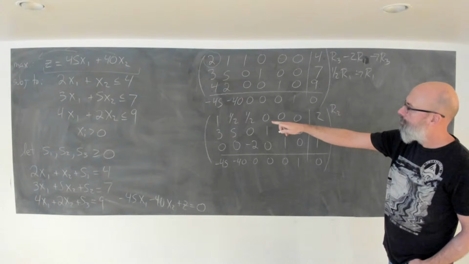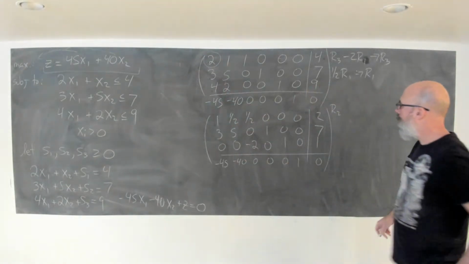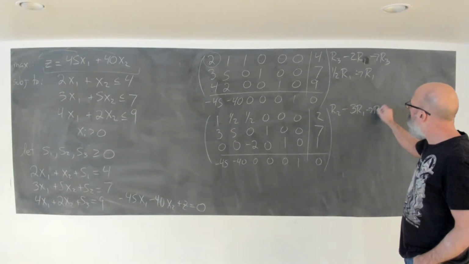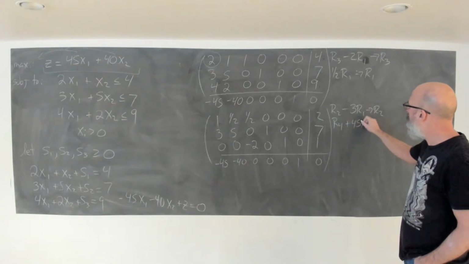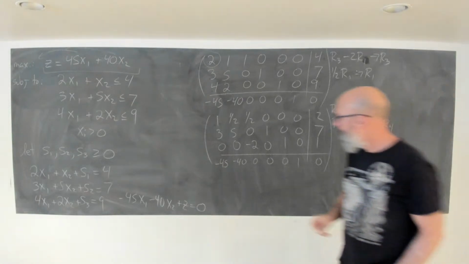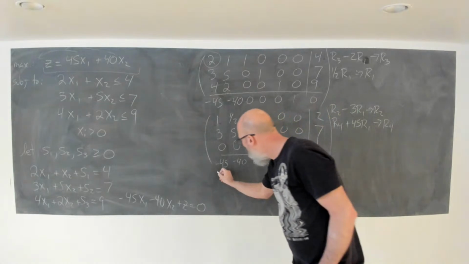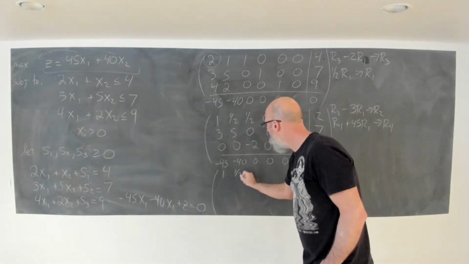So here, 1 is my pivot still, right? We're using the 1 to clear out the column. Row 2 minus 3 row 1 for row 2, and row 4 plus 45 row 1 for row 4. Can I squeeze that in? Let's try. First row remains unchanged.